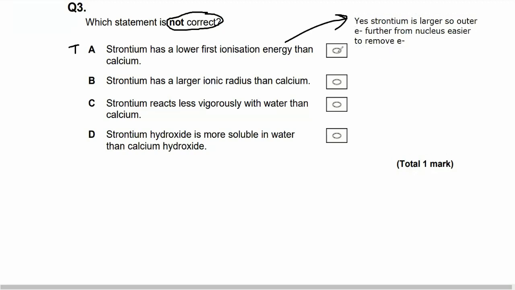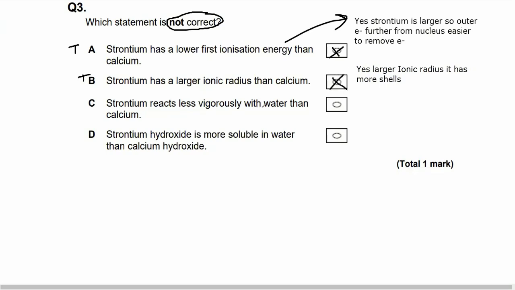Why? It's further down the group than calcium. Its electron is further away from the nucleus, so there's less electrostatic force of attraction to that outer electron, as there's more shielding as well. Easier to remove. It will require less energy. So that's a true statement and not our answer. B, strontium has a larger ionic radius than calcium. Well, yes, it's further down the group. It has more shielding. It has more shells. It has a larger ionic radius. This is also a true statement.